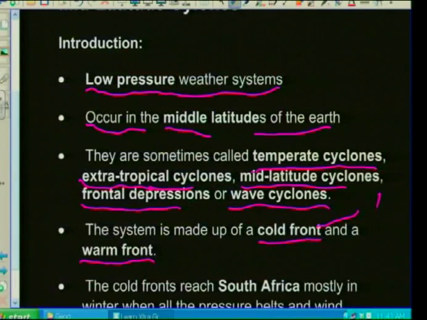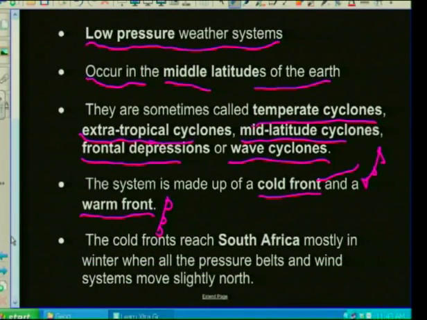Remember the cold front, I always call them little thorns, and the warm front, I always call them little circles or semicircles. The cold front reaches South Africa mostly in winter, when the pressure belts and the wind systems move slightly north. We spoke a bit about the Kalahari High, the South Indian High, etc. They move up, and as they move up, the cold front comes in, and this happens during winter.